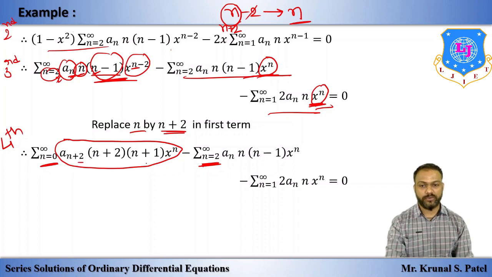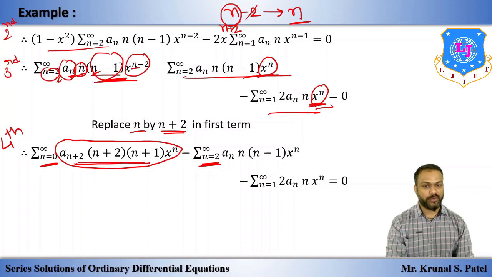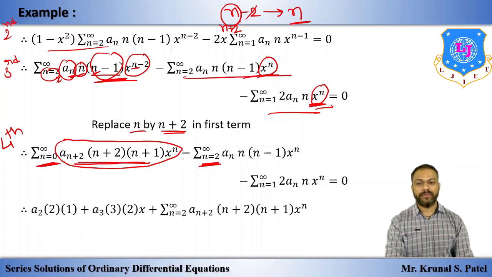So we will put n equal to 0 first, then plus, we'll put n equal to 1, and plus we'll start with n equal to 2. So we have this. If we put n equal to 0, so a_2, this 2, this 1, you can see, and x to the 0 is 1, so no need to write it down.